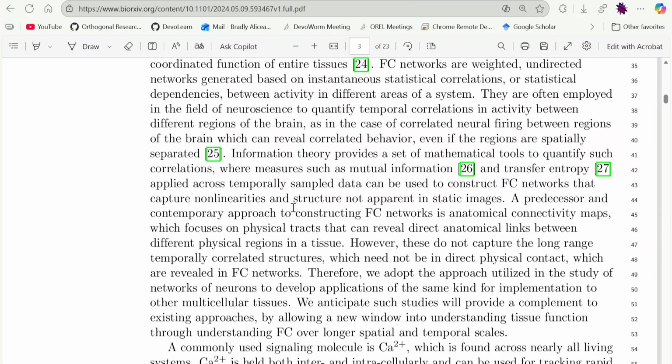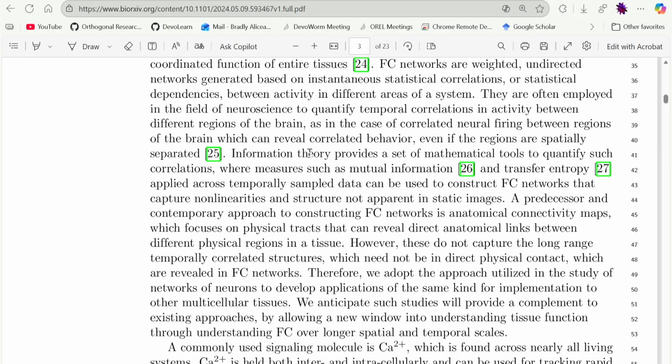But this is information theory. So they're talking about these functional networks and how we can quantify their correlative maps. So there's correlated behavior, like I said, between, say, the voxel example. Even if two voxels are spatially separated, they can be correlated, and so that builds us our network.